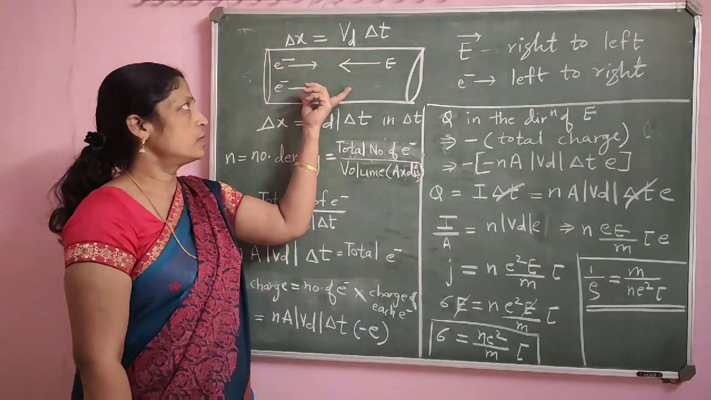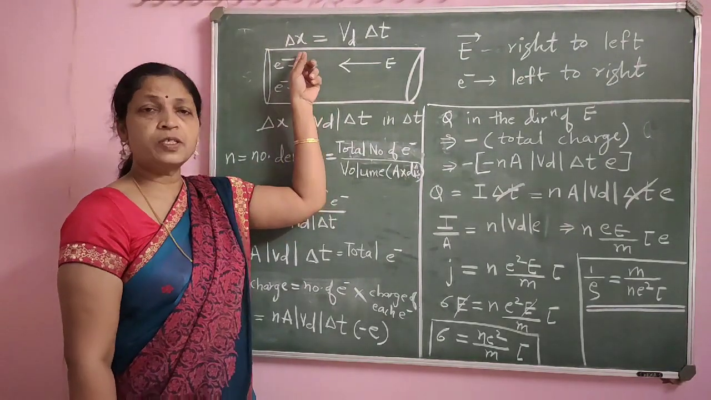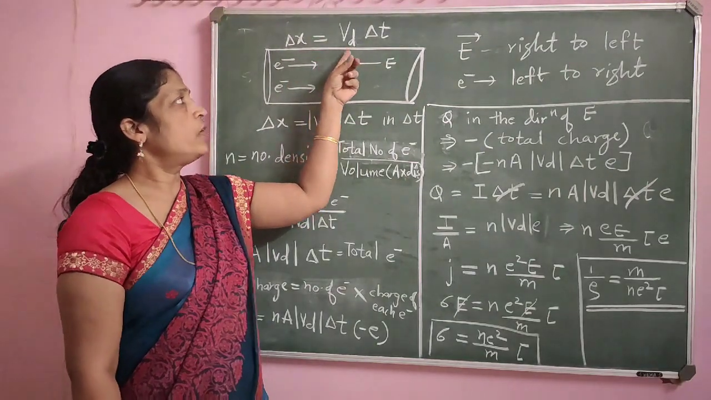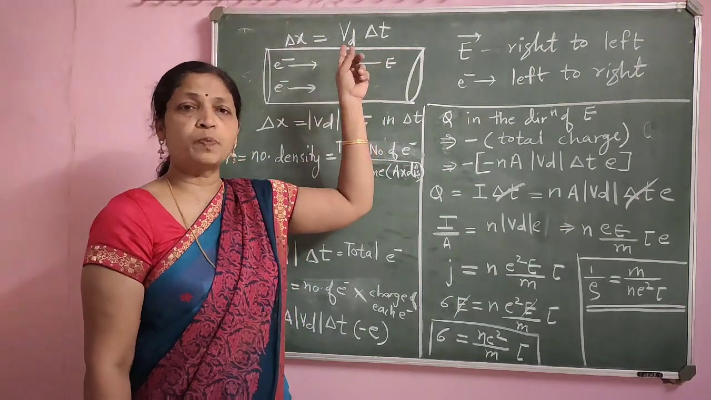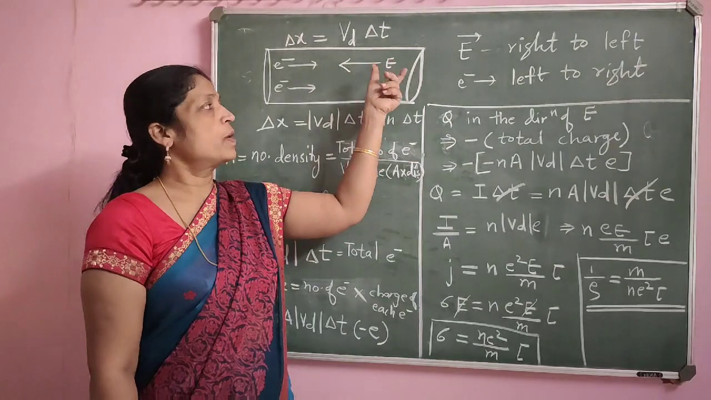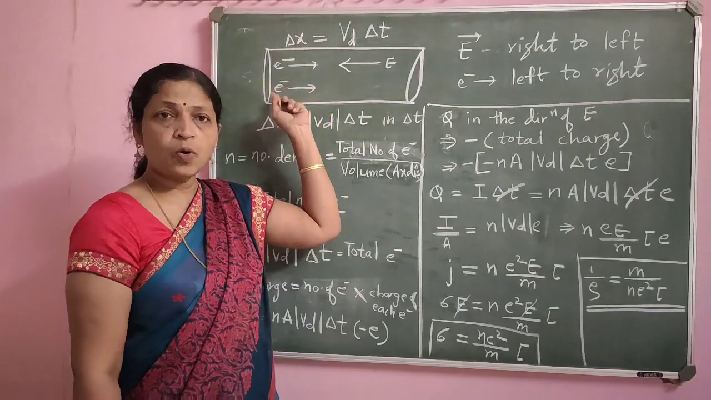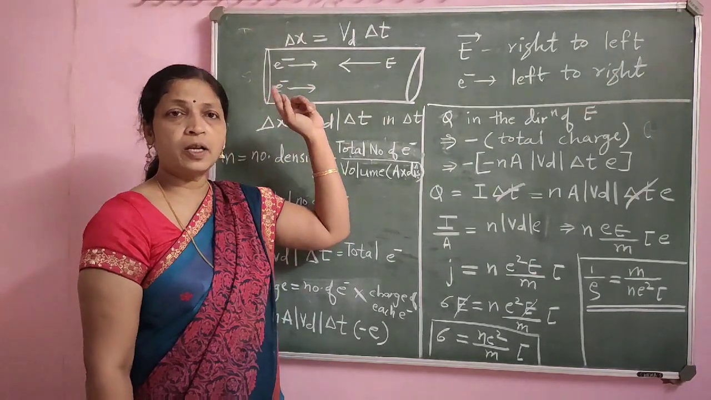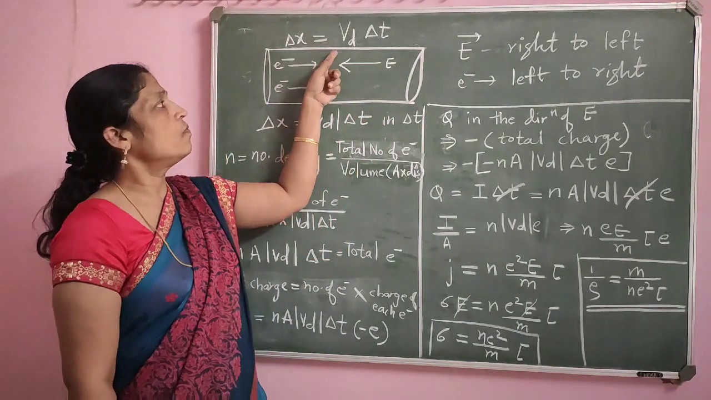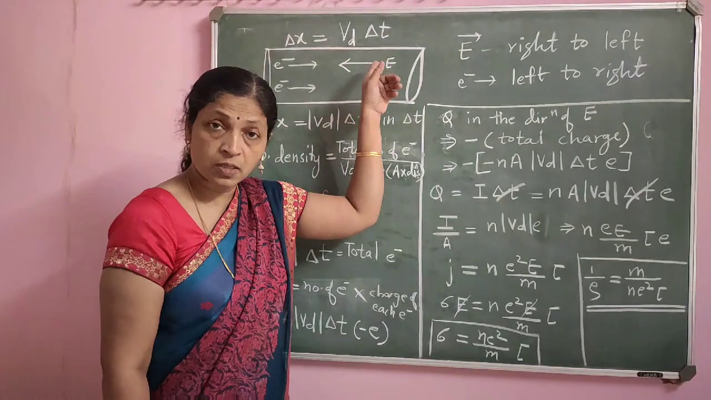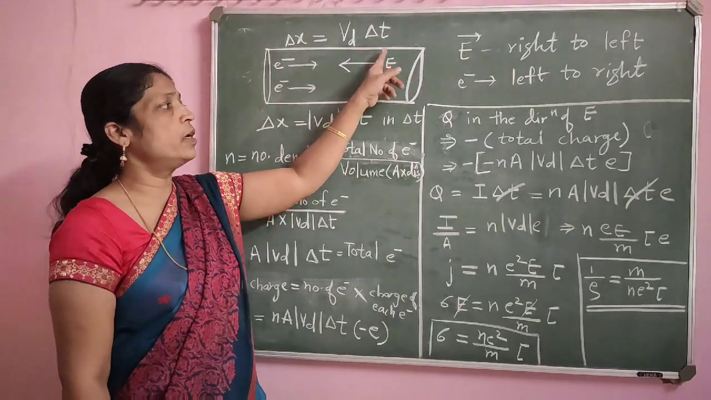I have taken a conductor of length delta x, and this distance delta x we can write as Vd delta t. Now you know Vd. Vd is the drift velocity which is produced due to the electrons in the presence of the external electric field. We have taken a conductor and the electrons are moving in time delta t with velocity Vd. They will cover a distance Vd delta t. Distance is velocity into time. Delta x equal to Vd delta t.